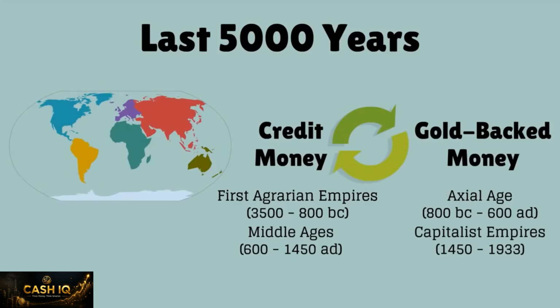The age of the capitalist empires is next, with a massive planetary shift to gold and silver bullion. This age effectively ended in 1933, with the end of the gold standard. 1933 saw the return to a credit money system. However, our current credit money system is different from the credit money systems of prior ages.